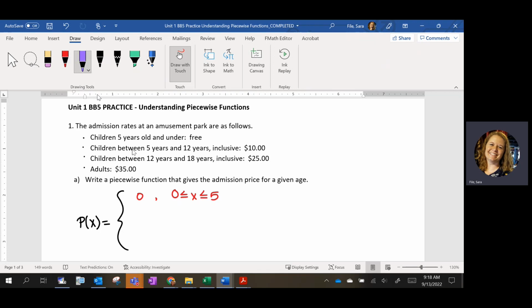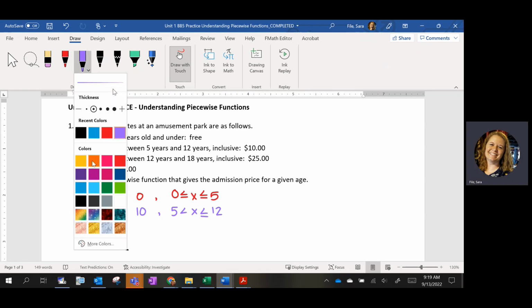All right. And then the children between 5 and 12 would be $10. Okay. So flat rate of $10 if they are between 5 and 12. Now here it says inclusive. It's including the 12. So you can put an or equal there. Now you cannot include the 5 in both. The children that are 5 are free, so you do not put an or equal here.